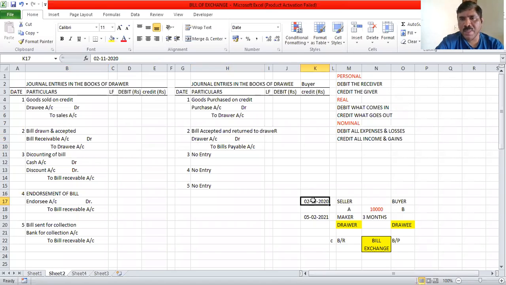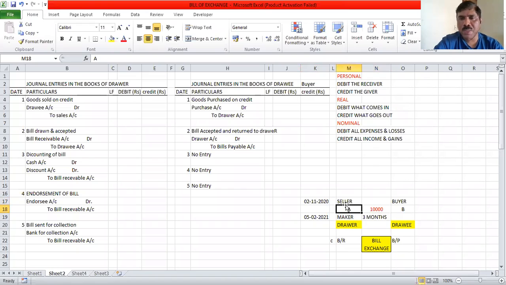In business it sometimes happens that the businessman faces many financial problems, maybe an urgent need of funds for the short term as working capital. So what will he do? Suppose in this case Mr. A is holding a bill of rupees 10,000 and he needs money urgently, but he doesn't have liquid cash. So what will he do?